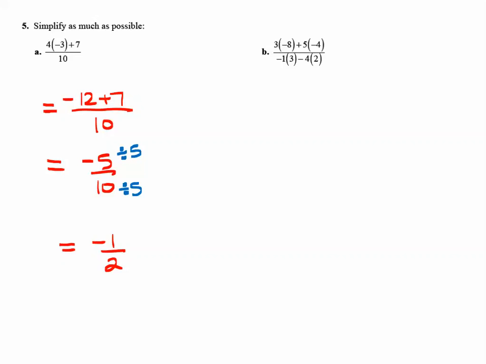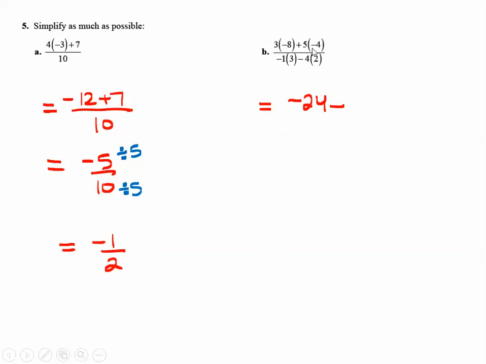B, lots of work here. So on top, keep on doing until you're done. On the bottom, keep on simplifying that until you're done, then see if we can reduce anything here. So let's try it. So 3 and negative 8 makes negative 24. So on top here, I got a negative 24.